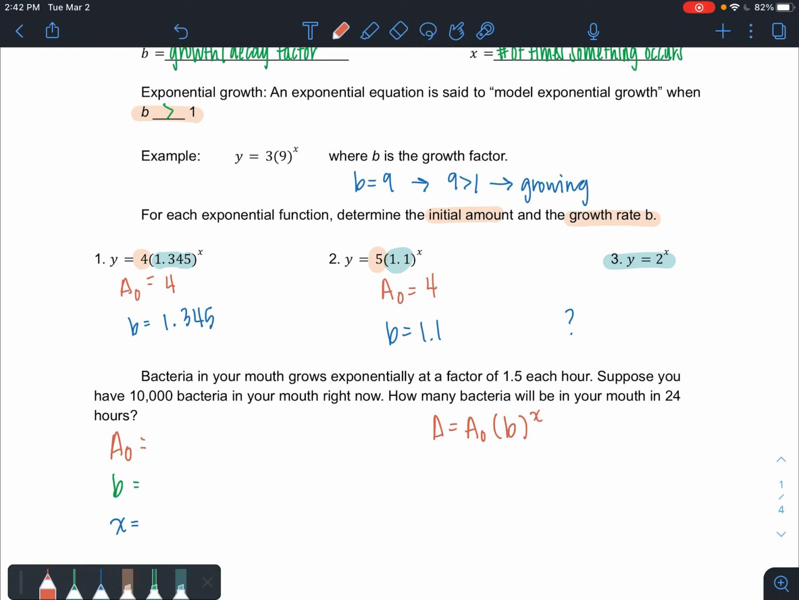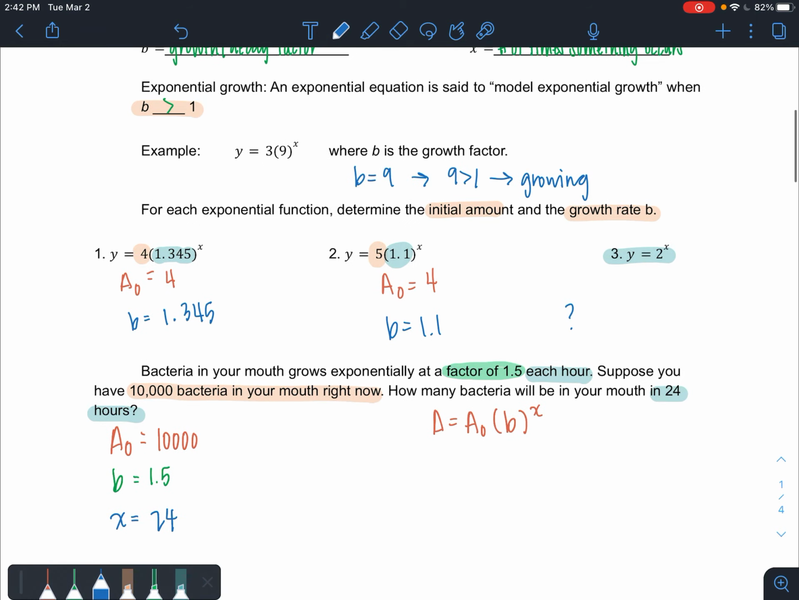All right, so reading in here, it says it grows at a factor of 1.5. So that's kind of the dead giveaway that is going to be my B value, because it says a factor, and it even says each hour. So that's going to be 1.5. Moving on, it says suppose you have 10,000 bacteria in your mouth right now. So that 10,000 is my initial amount. That's how many bacteria I have now, and then I want to know how many I have in the future by 24 hours. So it says each hour up here, so 24 is my x.